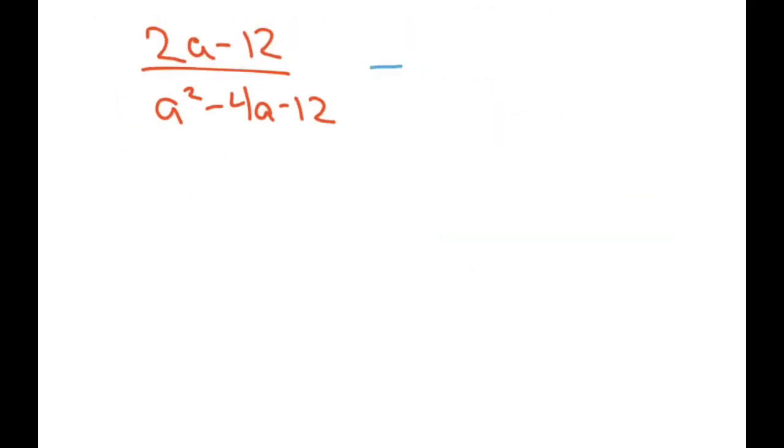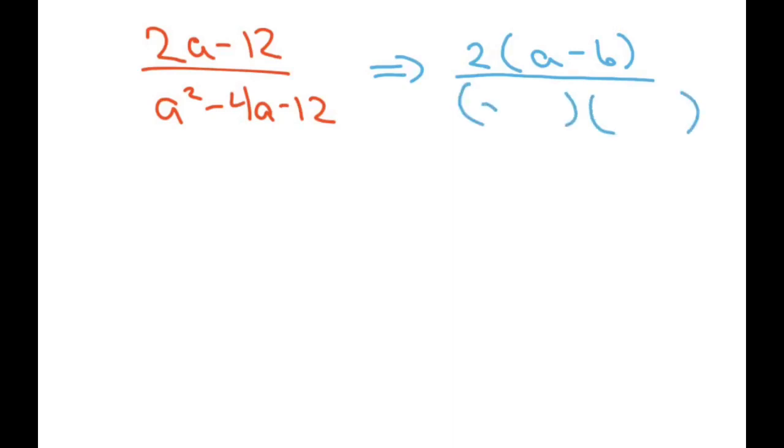On this one I'm going to go ahead and factor out a 2, and that's going to be a minus 6. And now I have to factor this one. I have a and a, and probably 6 and 2. So a minus 6, a plus 2. Remember, do your ninja style.